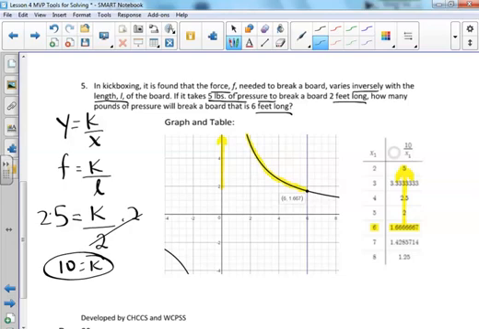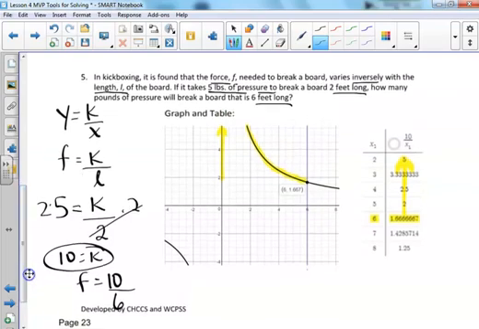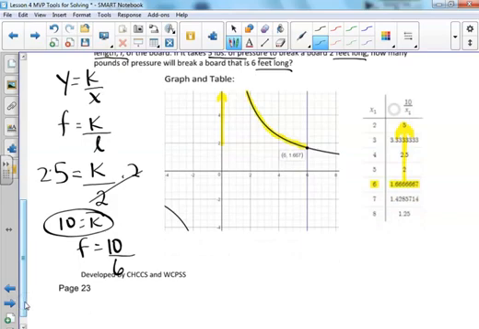Therefore, now algebraically, we can answer the question. So we'll plug in, we have F equals 10, and they're asking us when the board is 6 feet long. So F equals 10 divided by 6. Now recall, going back to the question, we are asked how many pounds of pressure will break a board that is 6 feet long. Well, 10/6 is the least amount of pressure needed. Therefore, if we have any pressure greater than or equal to 10/6, that will break the board.